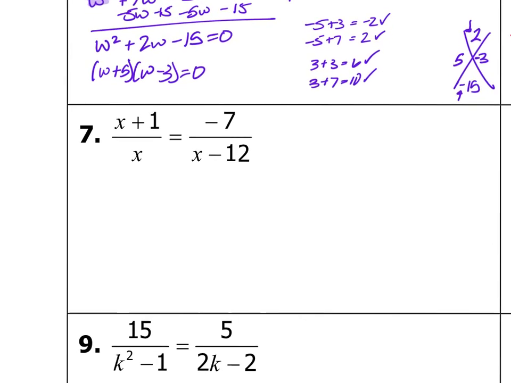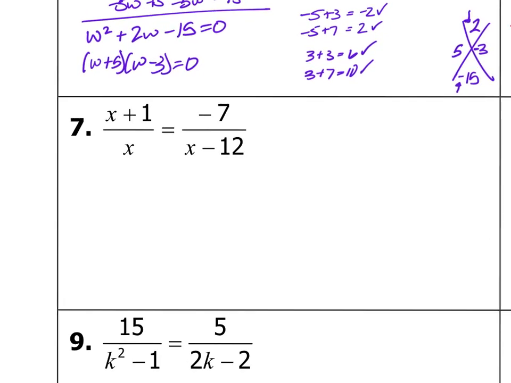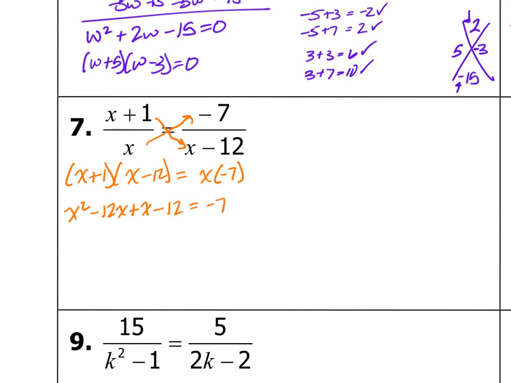Okay, here we go. Number 7. So again, we're going to cross multiply. So this times this and this times this. So I get x plus 1 times x minus 12 equals x times negative 7. So multiply out. I get x squared minus 12x plus x minus 12 equals negative 7x. So bring everything to the same side of my equal sign, add 7x.